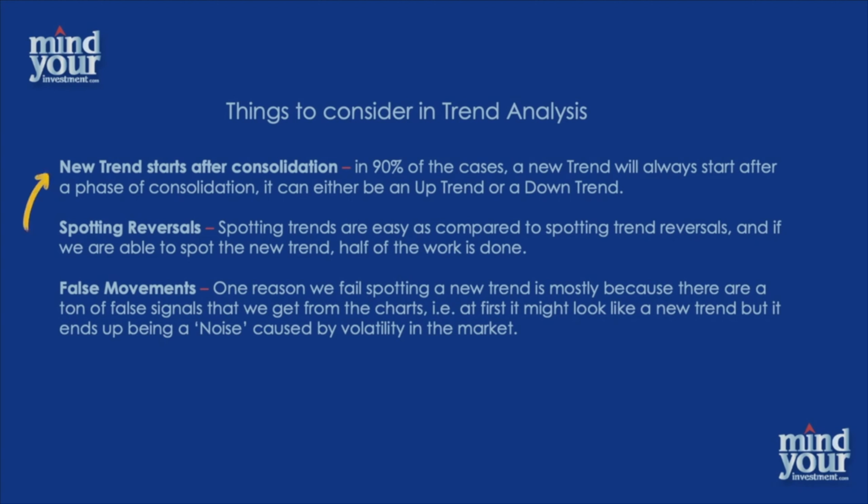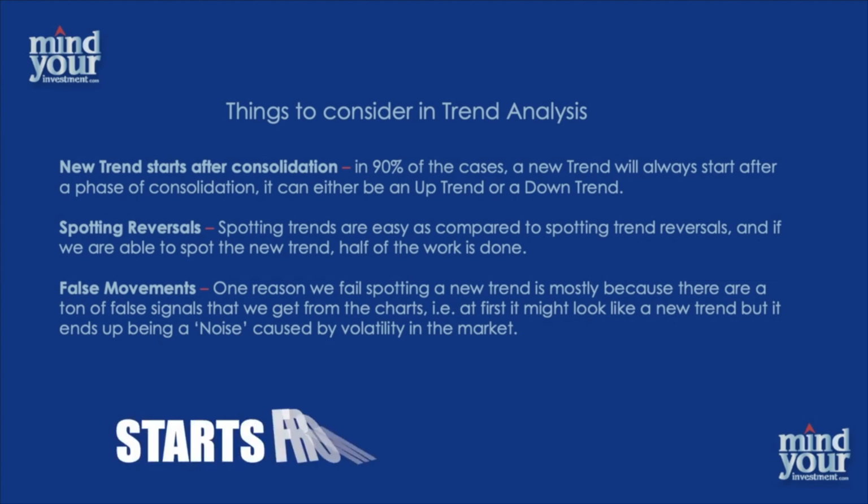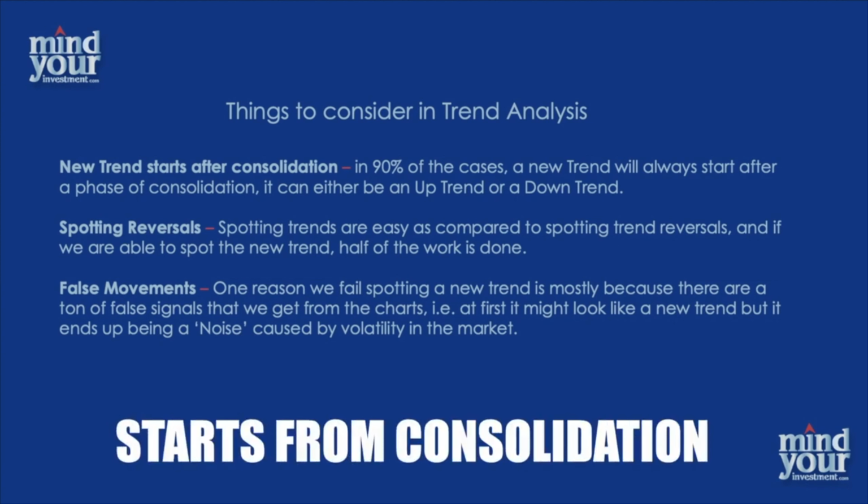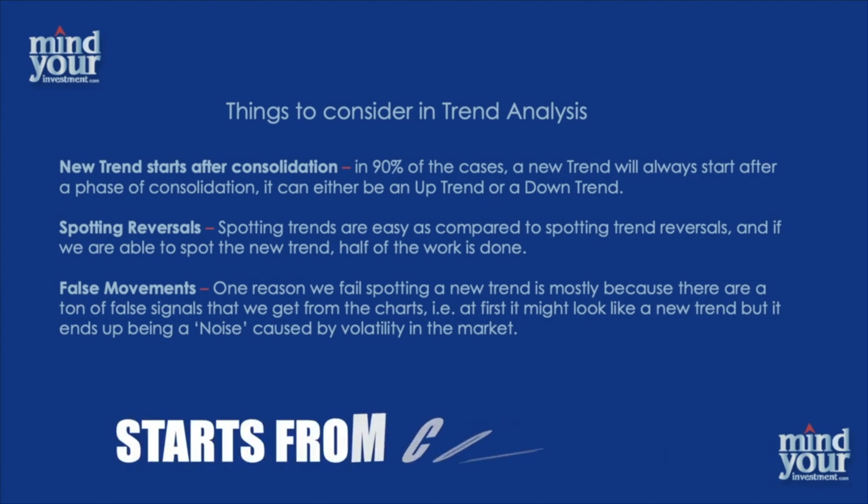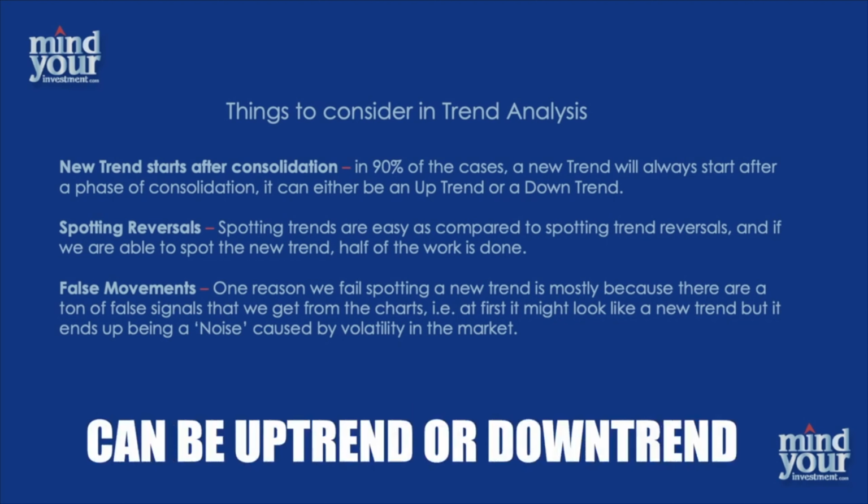So the first point is new trend starts after consolidation. In 90% of the cases, a new trend will always start after a phase of consolidation. It can either be an uptrend or a downtrend. So this point says that whenever you identify a new trend, it is 90% likely that before the new trend starts, there has to be a phase of consolidation. As in, there will be consolidation first, and after that a new trend will start. The trend can be either an uptrend or a downtrend.